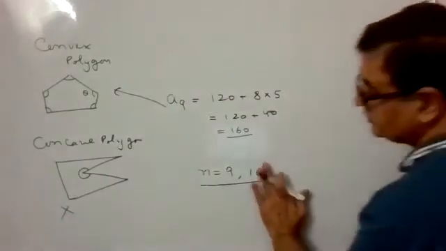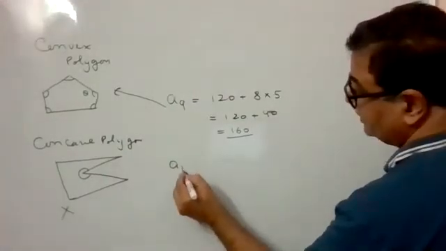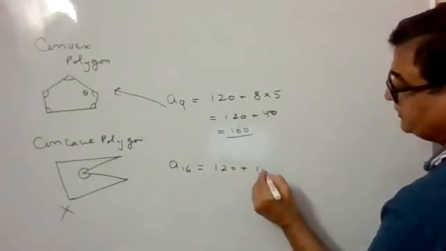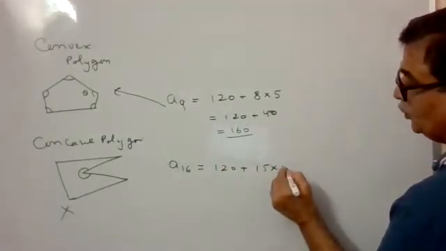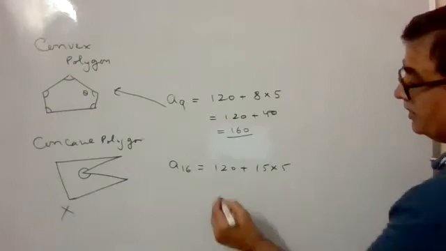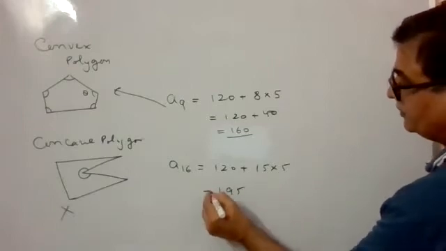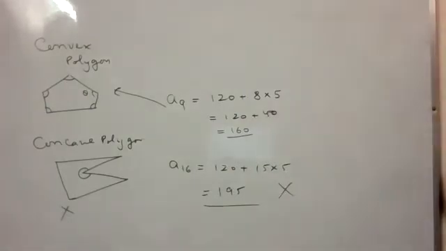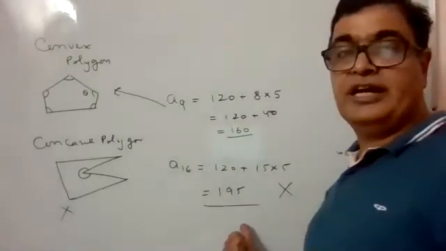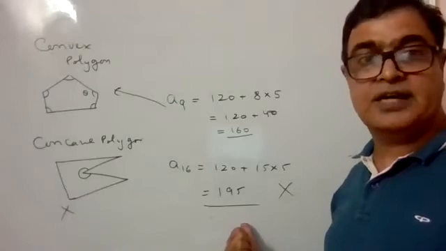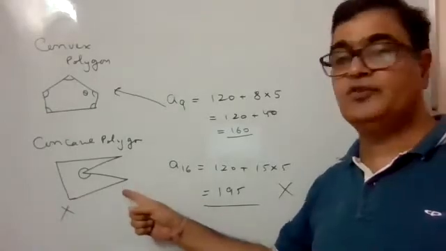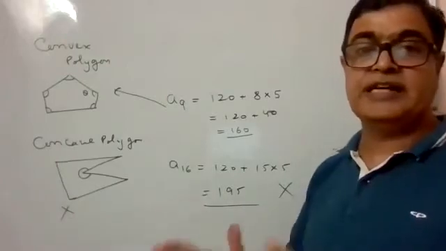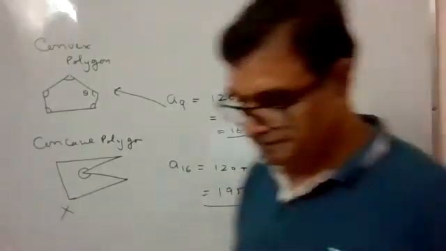But when you take the 16 case, A16 will be, A is 120, then 16 will be 15 into 5, 75. So 195. 195 means the angle is not possible. This interior angle is coming more than 180, which means the polygon you are taking is a concave one. So we are not going to take that. We will say the answer will be 9 in this case.